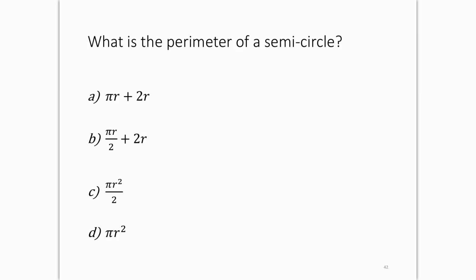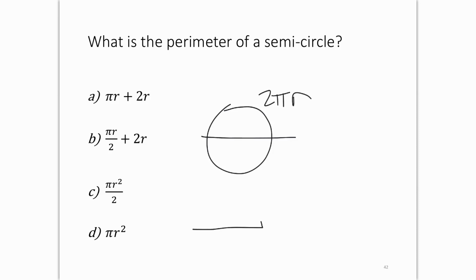What's the perimeter of a semicircle? Well, a full circle would be 2 pi r. You'd think if you cut it in half, you'd just get pi r. But you've got to remember that if you cut it in half in a semicircle, now you have this extra portion here. So this is pi r. If this is r, this is another r, so this is 2r. So it's pi r plus 2r.